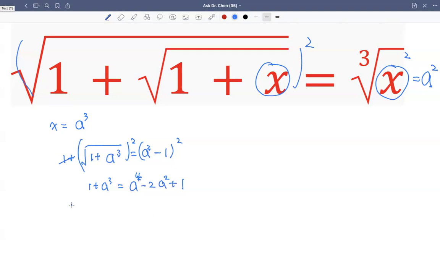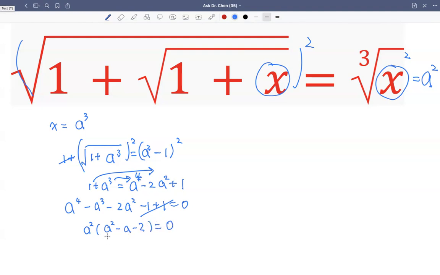Now let's write everything on the same side. Basically, we move 1 to the other side. We move a cubed to the other side. So we get a to the 4th power minus a cubed minus 2a squared minus 1 plus 1 equals 0. Those two cancel to 0. So obviously, a squared is a common factor. Factor out a squared, and we get a squared times a squared minus a minus 2 equals 0.